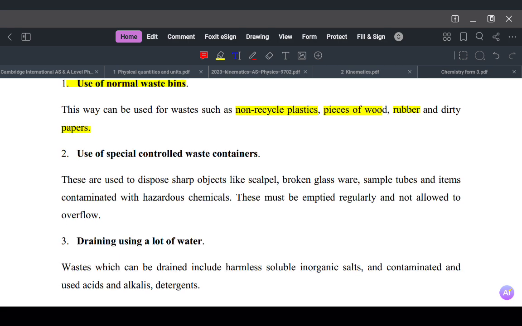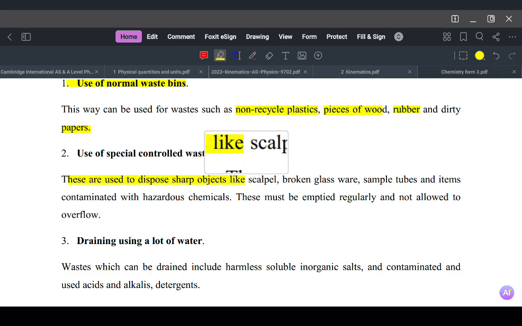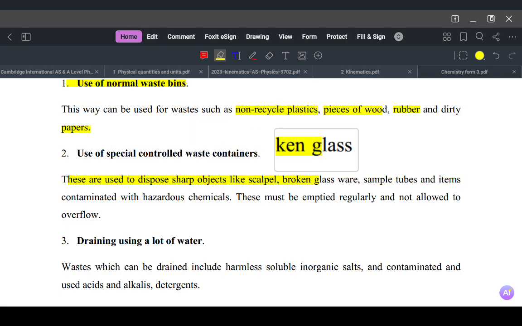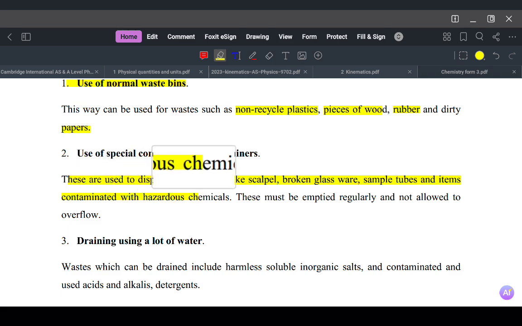All right. Another method to safely dispose waste is to use special controlled waste containers. So there are some containers that are set aside for disposing waste. These may be used to dispose sharp objects like scalpels, which I mentioned earlier on, broken beakers, broken glassware, broken test tubes, sample tubes, and the items contaminated with hazardous chemicals. These can be thrown in such special controlled waste containers.